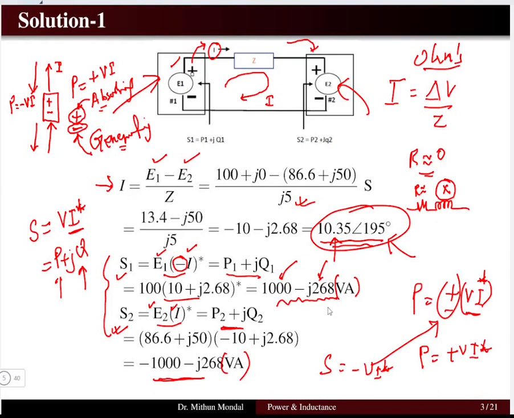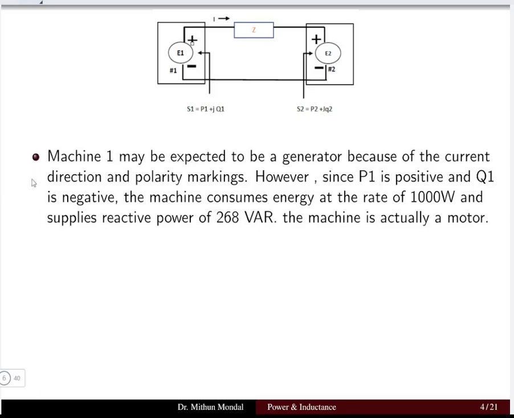So if you note the complex power in machine 1 and machine 2, the real part is positive in machine 1, whereas the real power is negative in machine 2. This indicates that machine 1 is generating the power, whereas machine 2 is absorbing the electrical energy. So I can say machine 1 is the generator, and machine 2 is the motor, which is taking the electrical energy through the line Z. Now we have the conclusion. Let us do the conclusion.